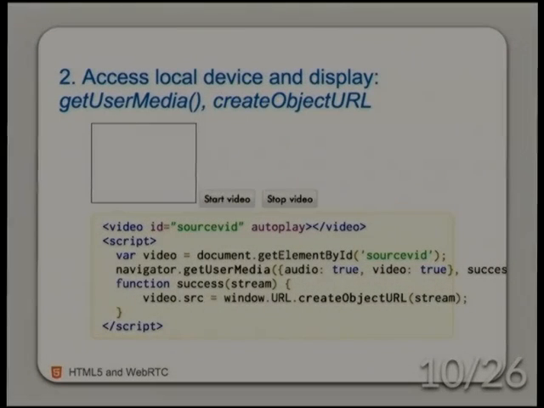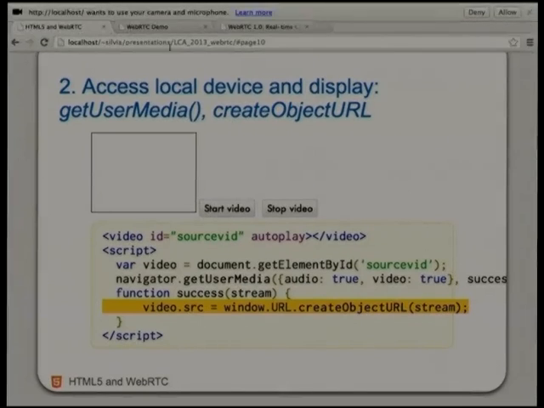That's the easy part. The second part is still fairly easy and actually implemented the same across browsers. It's called Get User Media. This is the one that gives you local access to your local device and display. Even that is a really small amount of code. You have your video element, you get it in JavaScript with get element by ID. You use this Get User Media function. You tell it what you want, audio and video, and what function to call when it succeeds. When it succeeds, your video source gets the URL from that stream. Easy as that.